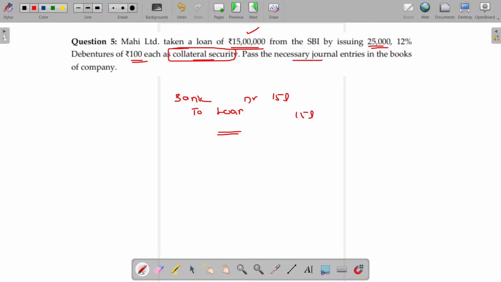But if I borrow the loan without any securities, the banker will have doubt whether you will pay or not. So they ask you to give debentures as additional security, that is called collateral security. You don't get any cash for the collateral security. In that case, the journal entry being debenture suspense account debit to 12% debentures, 25,000 into 100, 25 lakhs. It's a dummy entry. We don't get any cash.